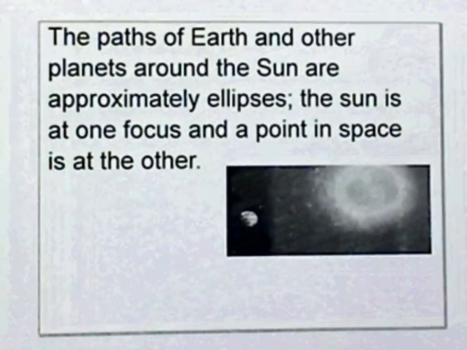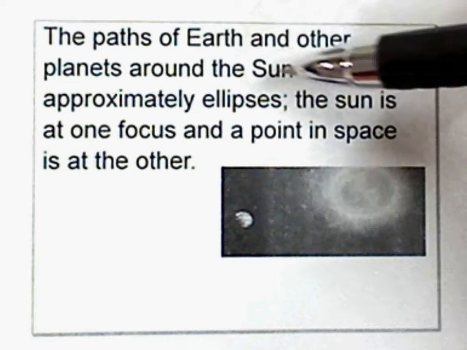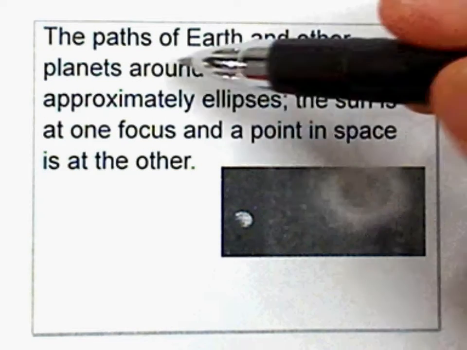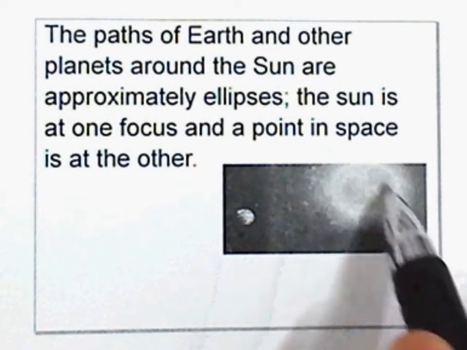Okay? Another example, the paths of Earth and other planets around the sun are approximately ellipses. The sun is one focus, and a point in space is at the other. Did you guys see that? See how it forms that ellipse?